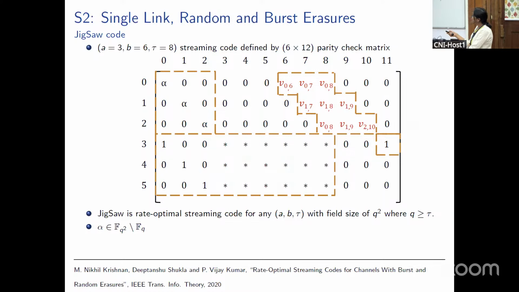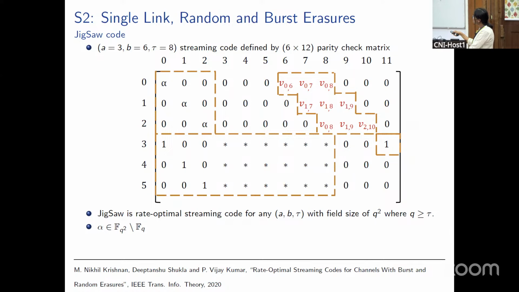So the precursor to our generalization is a jigsaw code by Nikhil, Diptanshu and Professor Vijay. Here they saw this parity check matrix construction. Again, this parity check matrix is B cross the block length that we saw in the denominator, tau plus 1 minus 1 plus B minus A.